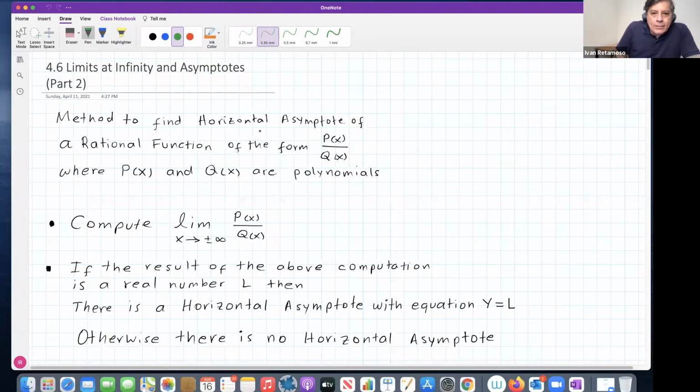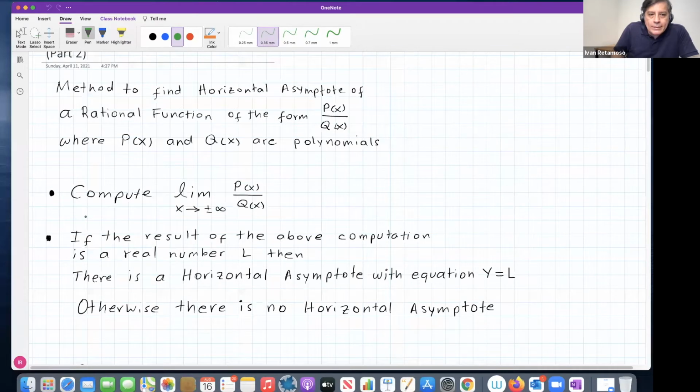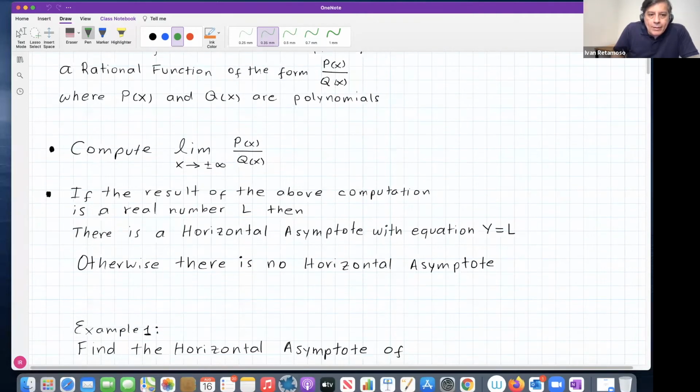Method to find the horizontal asymptote of a rational function of the form p of x over q of x, where p of x and q of x are polynomials. Two steps. First step, compute the limit as x approaches plus or minus infinity of p of x over q of x. If the result of this limit is a real number L, then there is a horizontal asymptote with equation y equals L.